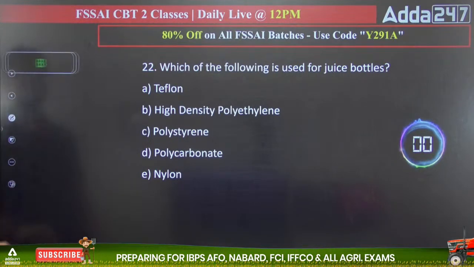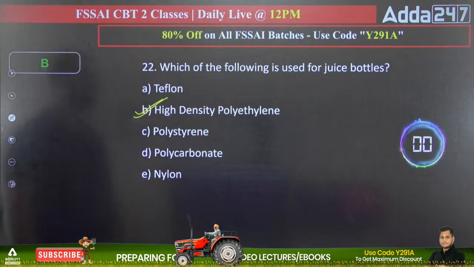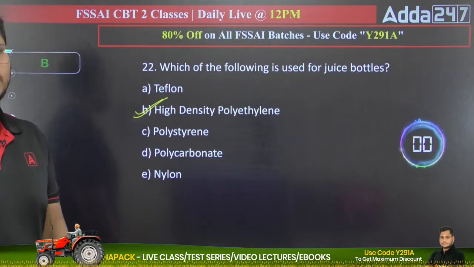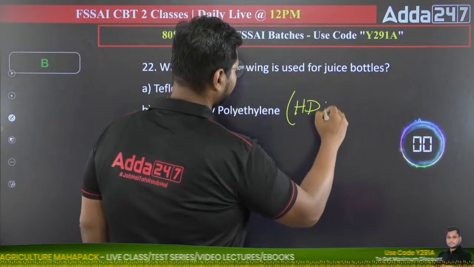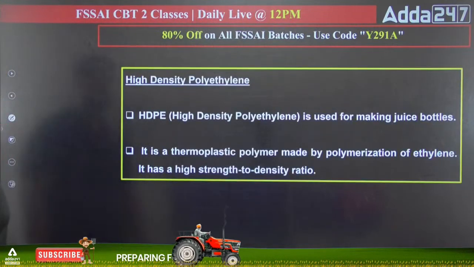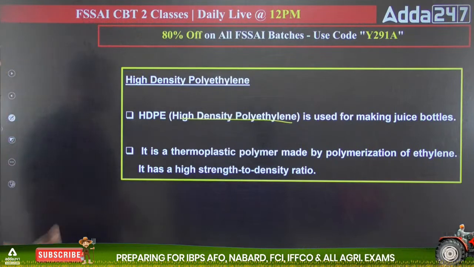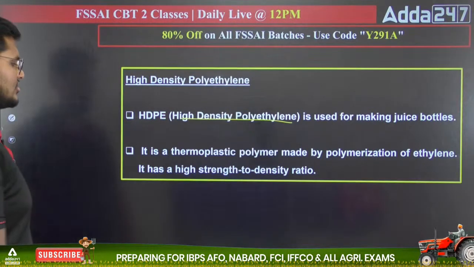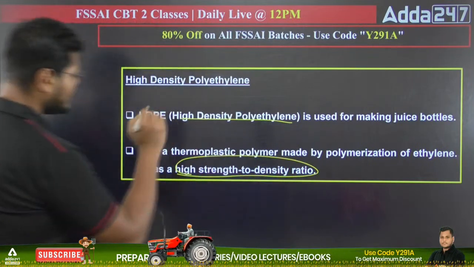Now, the right answer here is B, that is high density polyethylene. In case of juice bottles, generally high density polyethylene, or what we call in short HDPE, is used. It is a thermoplastic polymer made by polymerization of ethylene. It has a high strength to density ratio.